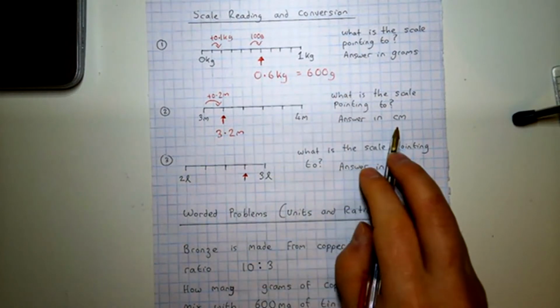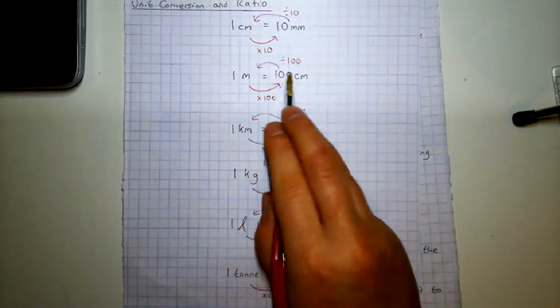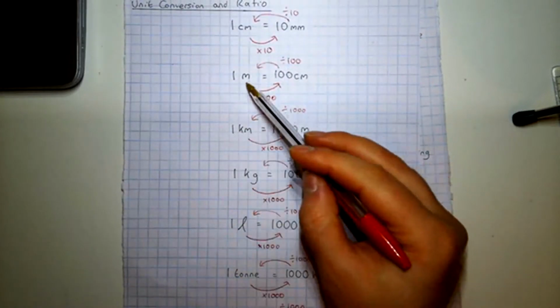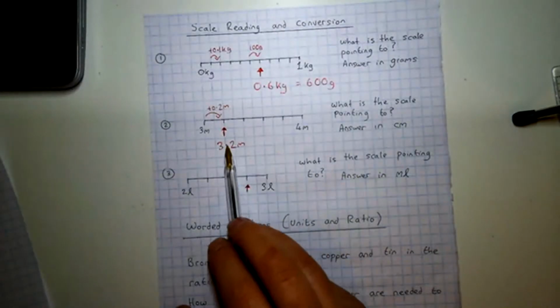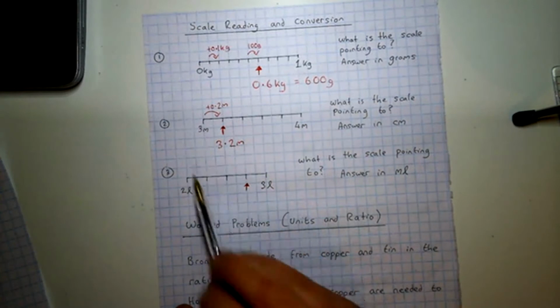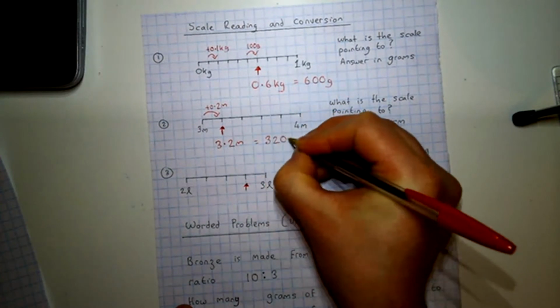But I want my answer in centimeters. So let's have a look back at my sheet. Meters to centimeters, times by 100. So times by 10 will get us up to 32. Times by 100 will get us up to 320 centimeters.